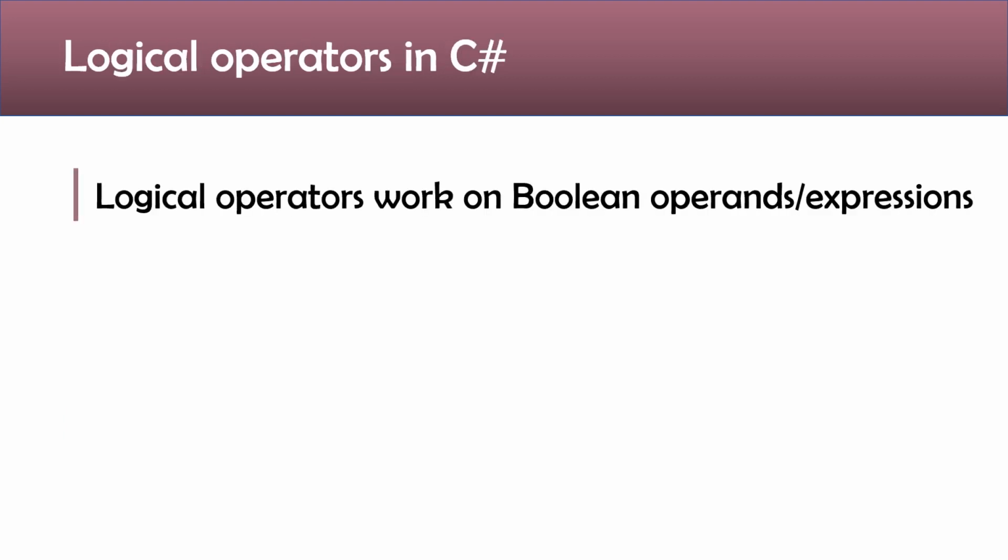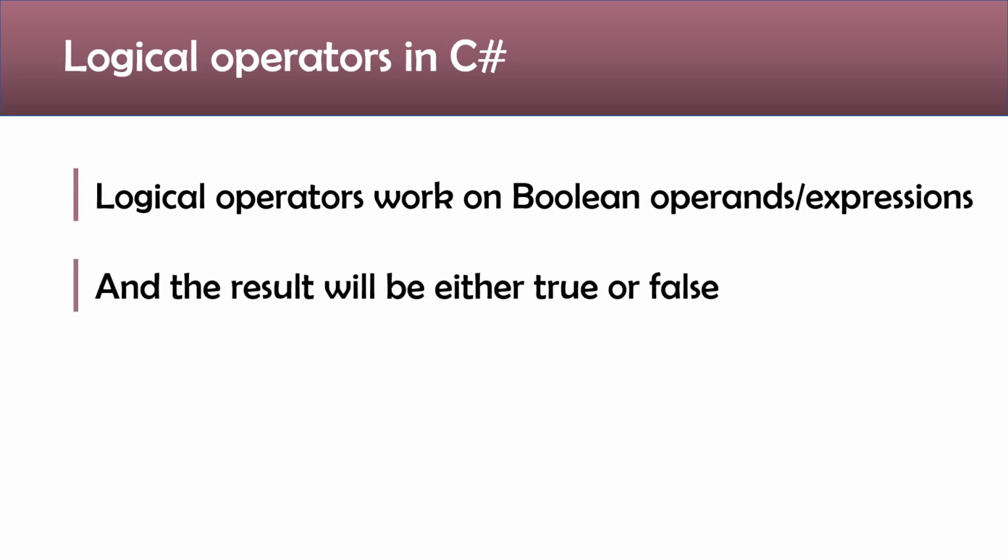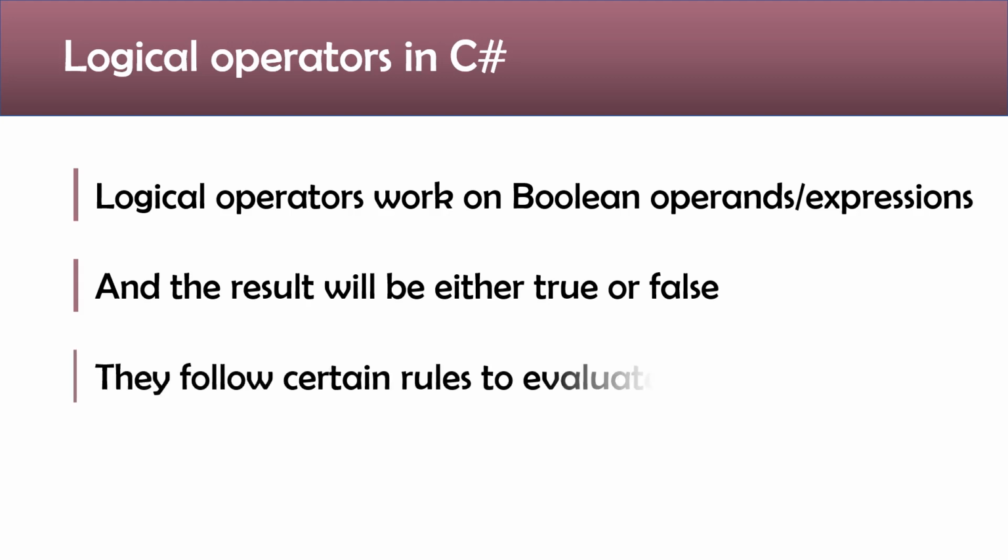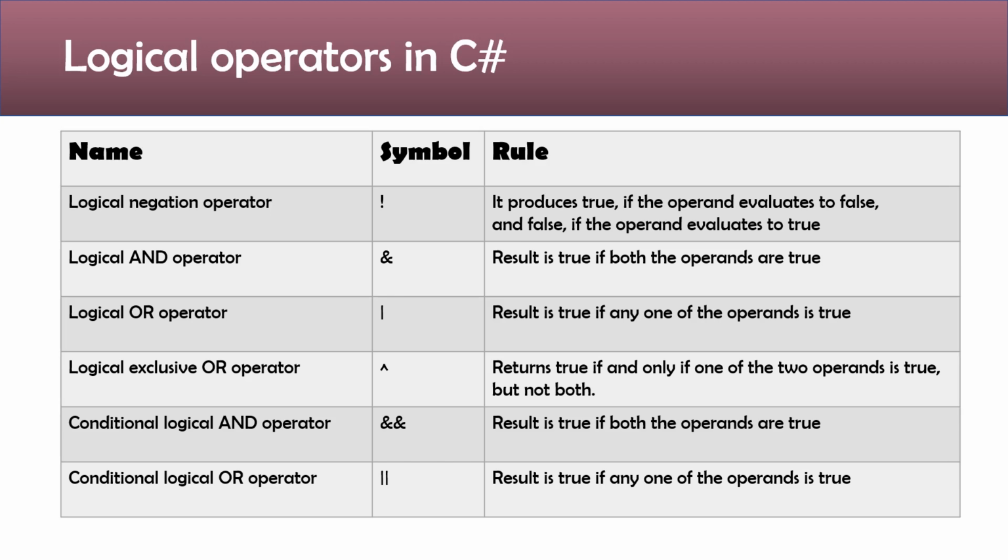A very important thing to remember about these operators is that they work on Boolean operands or expressions, and the result will be either true or false, and they follow certain rules to evaluate the result. Here is a table. I have listed all the operators with their symbols and the rule they follow to evaluate the expression. This is just an overview. We are going to learn each of these operators in a separate video with practical examples. So stay tuned.